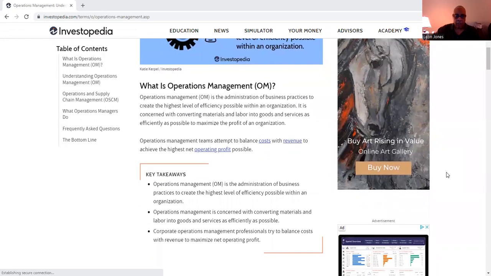Now, what is operations management? Or we call it OM. Well, operations management, again, is the administration of business practices to create the highest level of efficiency possible within an organization. It is concerned with converting materials and labor into goods and services as efficiently as possible to maximize profit of an organization. So you have operations teams, and they make attempts to balance costs with revenue to achieve the highest net operating profit possible.